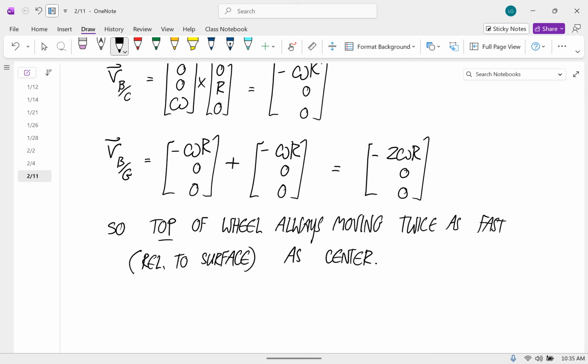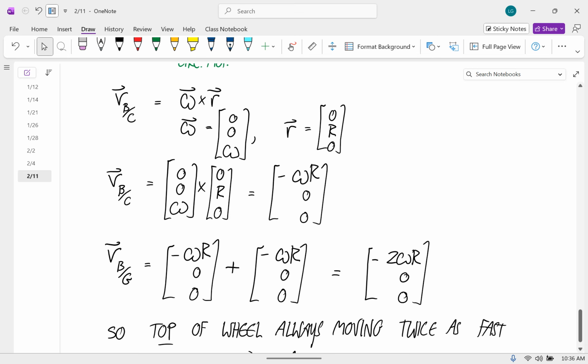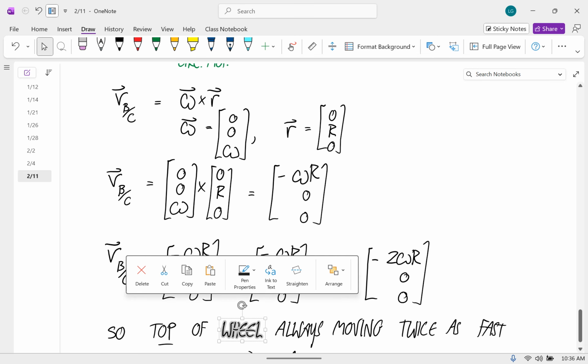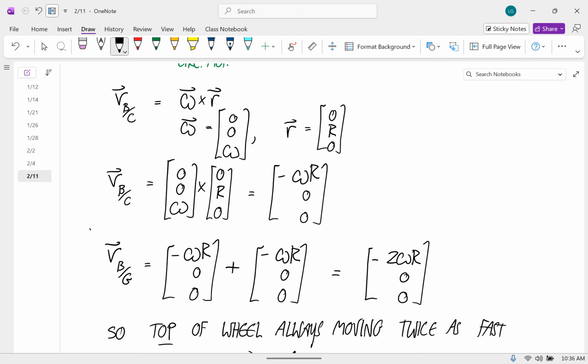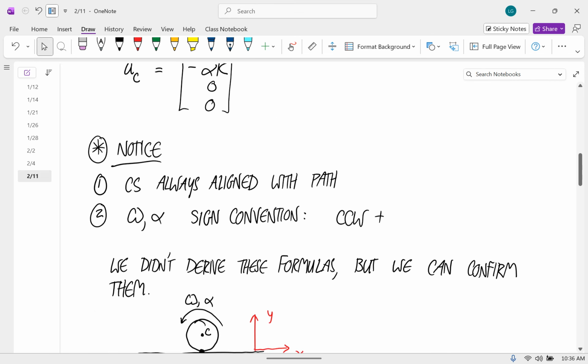So for the velocity of B relative to G, using the equation, is that just the V center equals negative omega R equation, or this one where I'm adding the two vectors? This is the relative motion equation. We're adding: the first term is the velocity of B relative to the center of the circle. The second one is the velocity of the center relative to the ground, which comes straight from our rolling without slipping equations.